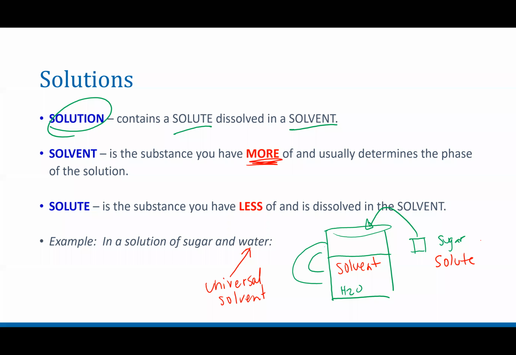So salt in ocean water. The ocean water is made up of water and salt, NaCl, and other things. But in the ocean, the water is the solvent, the salt is the solute. In your tea or coffee, the water is the solvent, the sugar that you put in it would be the solute. Okay, so typically the solute is in less amounts.